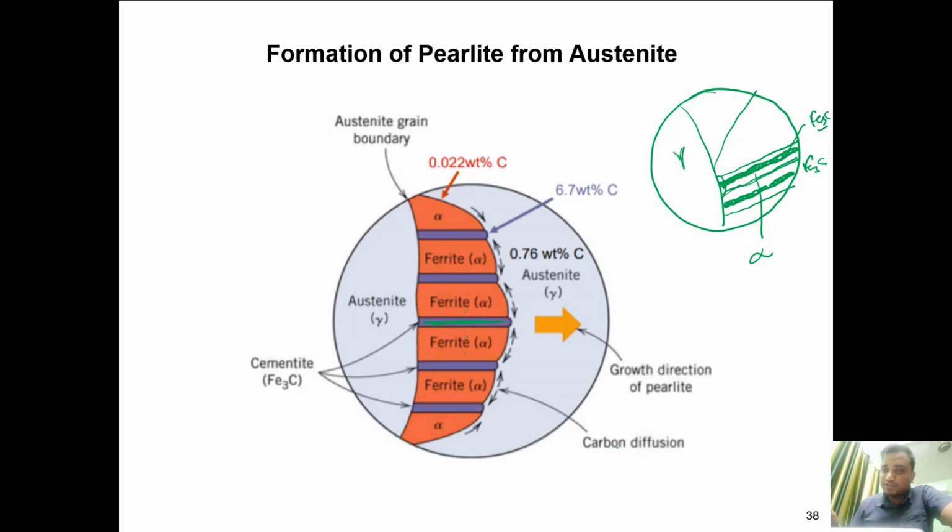Here it is also showing that the carbon diffuses from this ferrite region to this region, because here we want to increase the carbon content, right? No problem.